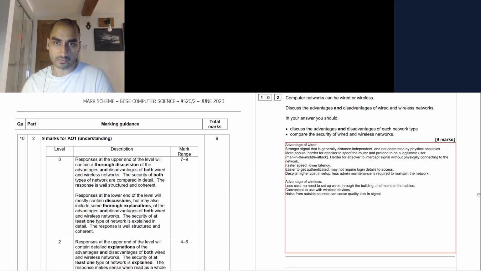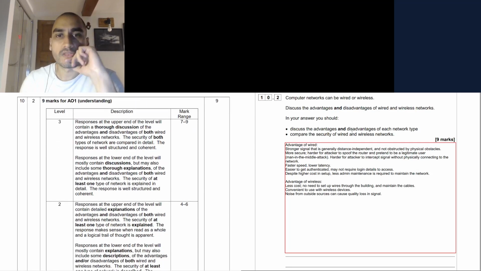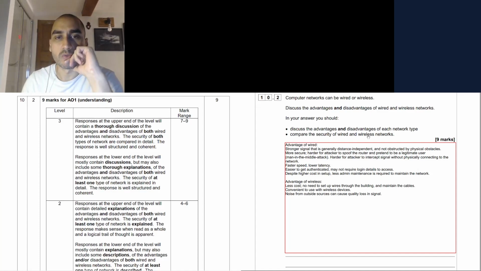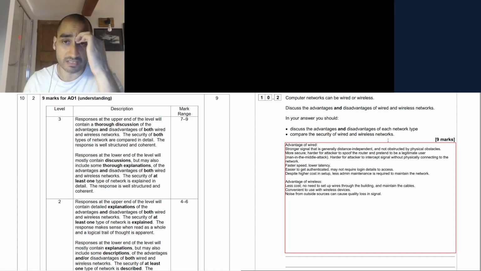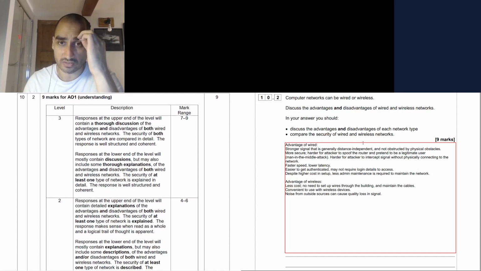I don't know how many marks to award myself here. Thorough discussion of advantages and disadvantages of both wired and wireless networks. Security of both types of network are compared in detail. The response is well structured and coherent.